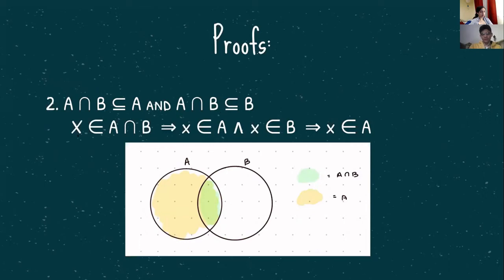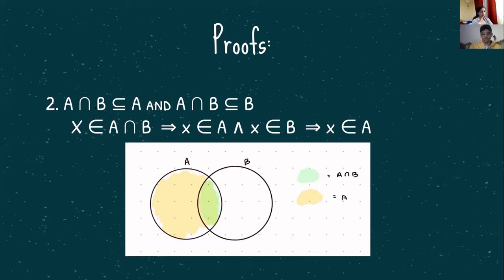So we'll proceed again using the same method. X belongs to A intersection B implies that X belongs to A and X belongs to B. That's just the definition of A intersection B, right? The elements that are in both A and B. So if X belongs to A and X belongs to B, this means that X surely belongs to A.